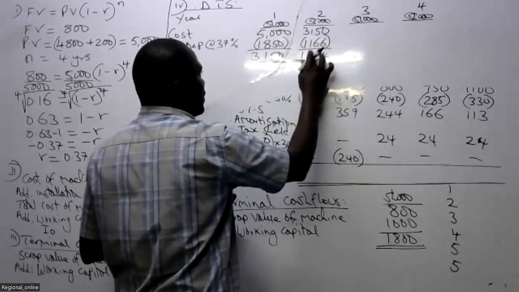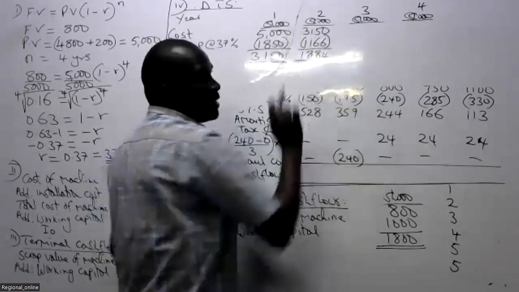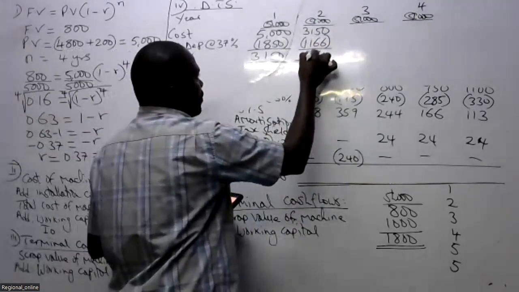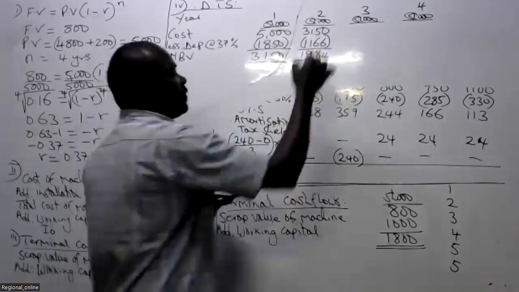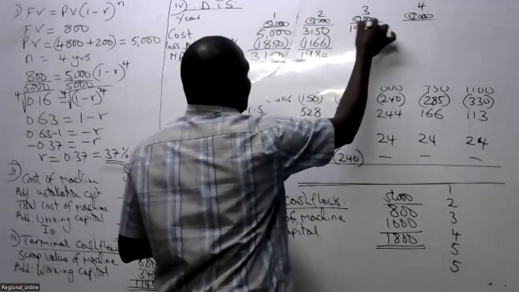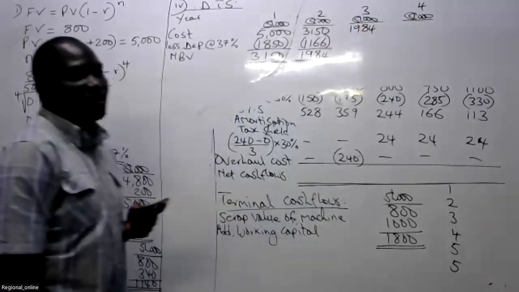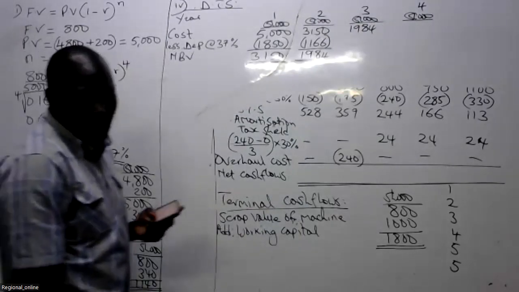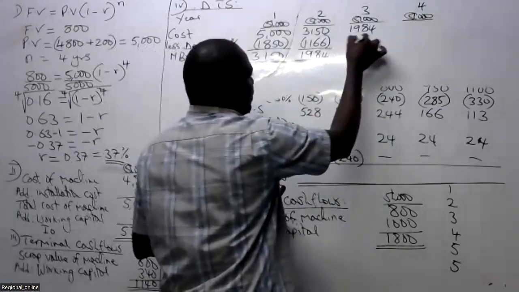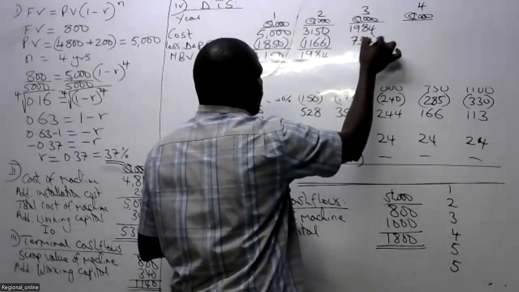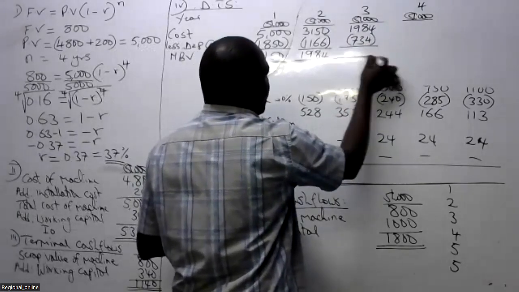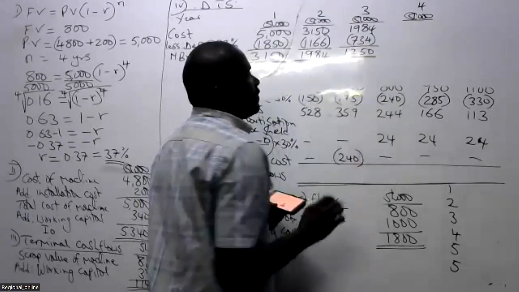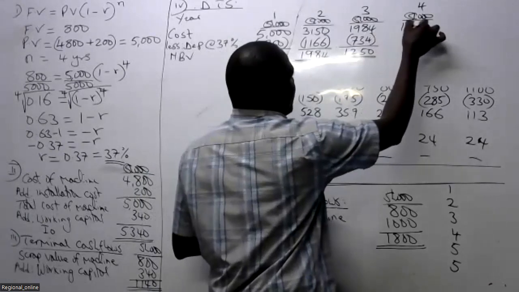1984. So 1984 will start our year 3 times 0.37. 734. We cross there with how much? 1250. So we start with 1250.